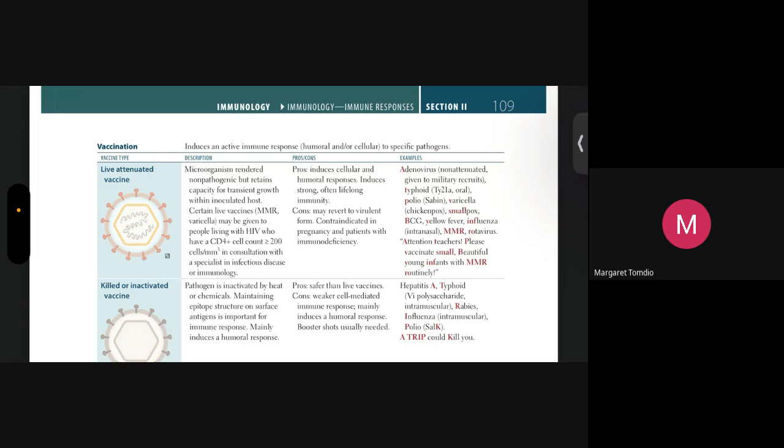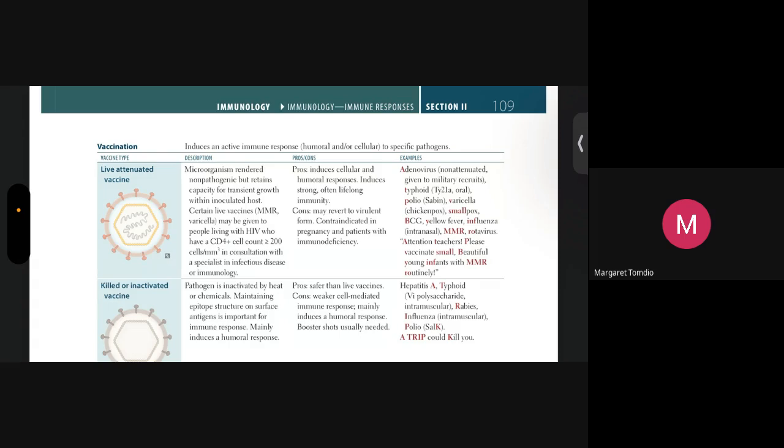There's a mnemonic: attention teacher, please vaccinate small, beautiful yellow infants, okay, with MMR routinely. So adeno, typhoid, polio, varicella, smallpox, BCG, yellow fever, influenza, MMR, rota, everything. You just have to memorize it. But the difference is that oral typhoid, or typhoid in its oral form, is live, but typhoid intramuscular is killed, right? So oral is alive, while intramuscular is killed.